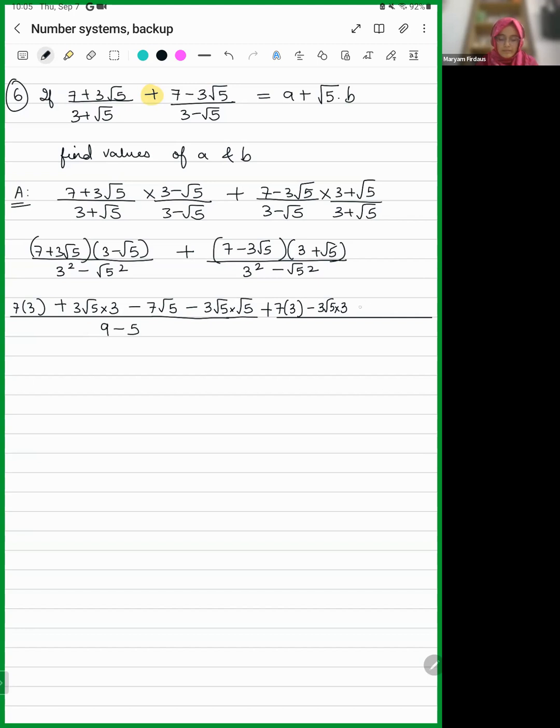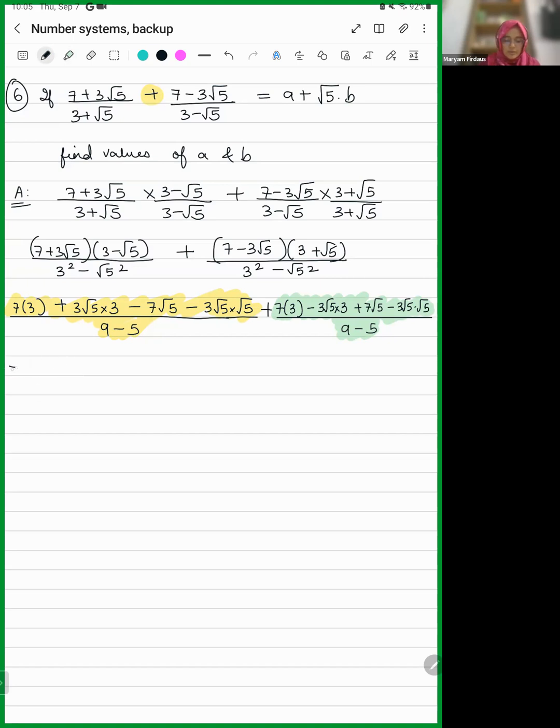We get root 5 into 7, and root 5 into minus 3 root 5, which is minus 15. The denominator again is 9 minus 5, because it is the same denominator. From here to here we have the first term, and from here to here we have the second term. So please don't get confused about where the fraction starts and where it ends.